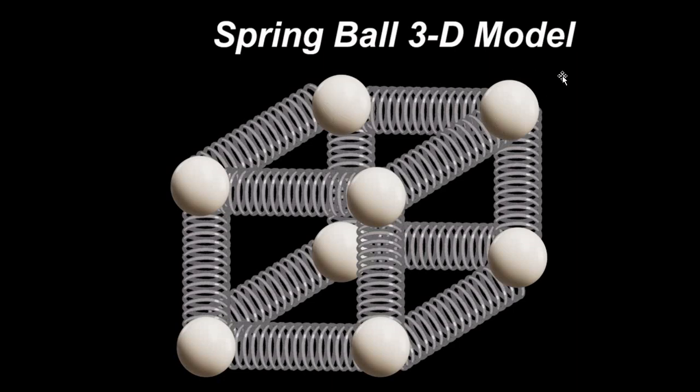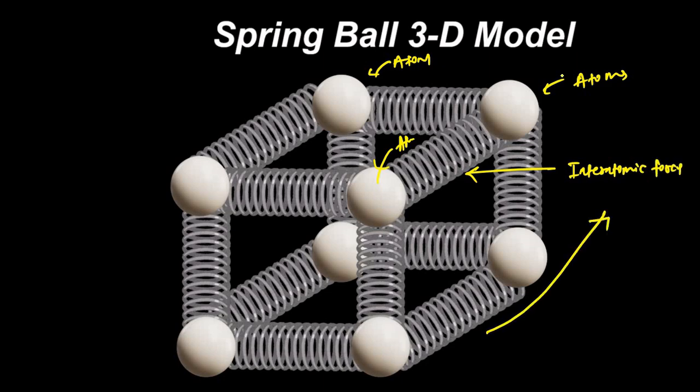Here these balls represent the atoms in an elastic solid. These white balls are all atoms. And the springs represent the interatomic forces. All these springs represent interatomic forces between the atoms. So the balls represent the atoms, the springs represent the interatomic forces.